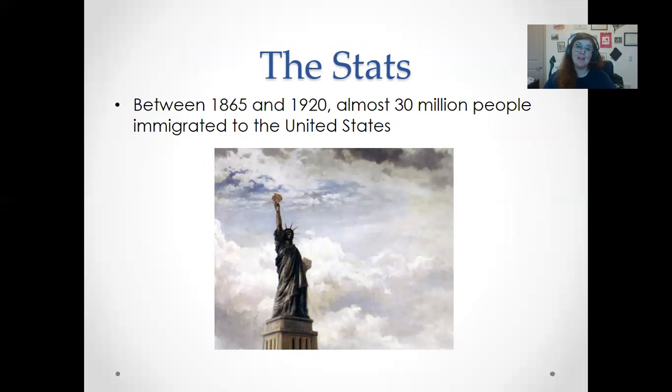Okay, so in these years of the Industrial Revolution, from the end of the Civil War to the end of World War I, 1865 to 1920, almost 30 million people immigrate to the United States, which, if you think about it, right, during the Civil War, the population of the US was 30 million people, right? So the population doubles in immigration alone, not to mention the birth rate, et cetera. So this is a huge, huge number of people immigrating and coming to the United States.